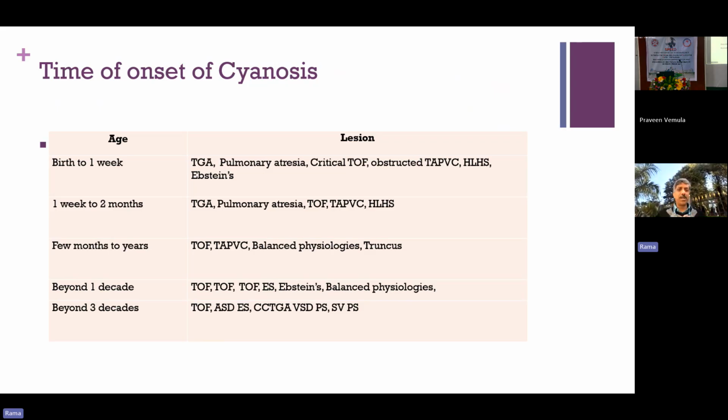Critical tetralogy behaves like pulmonary atresia and can present at birth or in the first week of life. Then it transitions from TGA, pulmonary atresia, TOF, TAPVC, HLHS to TOF becoming the most common lesion beyond a few months to a few years of life. Then you have TAPVC, balanced physiologies, and truncus. By the first decade, it is TOF, TOF, TOF. Then you have Eisenmenger syndrome, Ebstein, and balanced physiologies coming into the picture. Beyond 3 decades, it's going to be TOF, ASD Eisenmenger, CCTGA, VSD with PS, and some form of single ventricle with PS. So the onset of cyanosis helps you in differentiation.